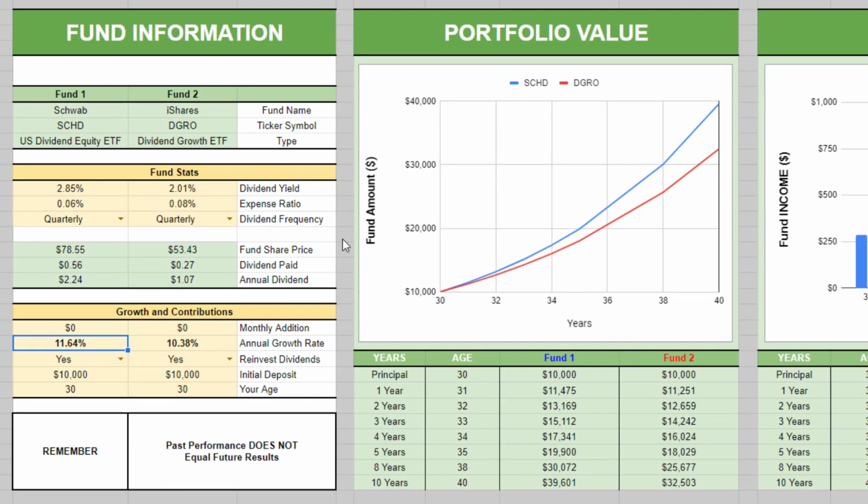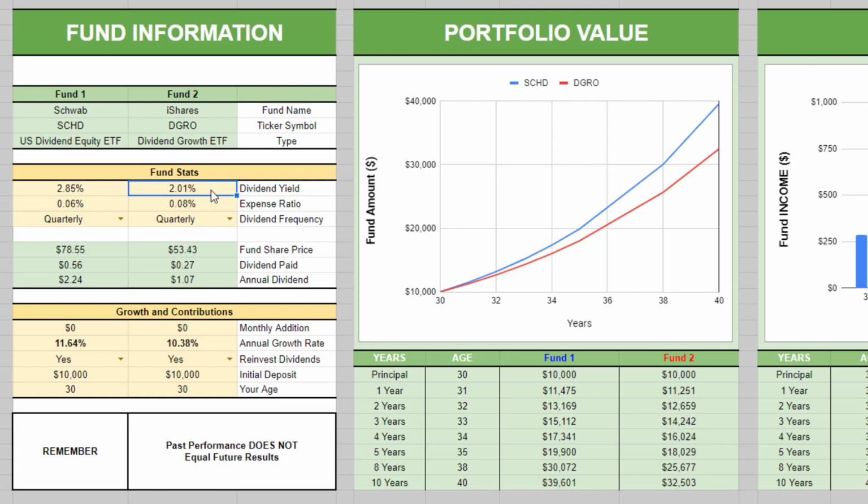Coming back over to our calculator, in column B we have SCHD's value. We put in 2.85% for their dividend yield. We include the expense ratio in the calculator. It pays a quarterly dividend. The fund share price currently is sitting at $78.55, and every quarter you would get 50 cents per share, for a total annual dividend of $2.24 at this dividend yield.